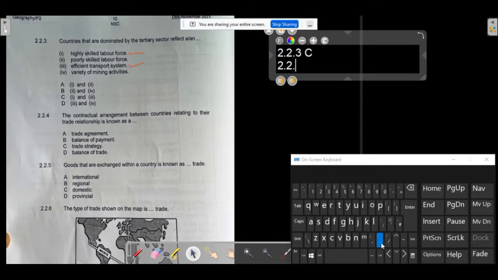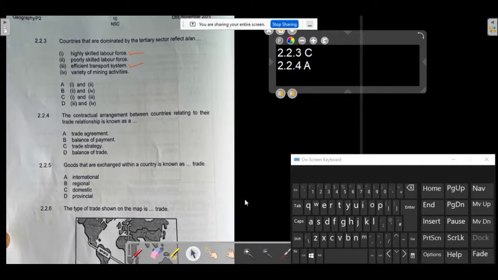And 2.2.4, the contractual arrangement between countries relating to their trade relationship is known as what? A trade agreement. It's the first one, guys. It has to be the first one. Balance of payment? No. Trade strategy? No. Guys, you can see that there's this word arrangement here, and trade arrangement or agreement. Of course, once there's a contract, that means that we are agreeing on something. So we have to go with A for 2.2.4.